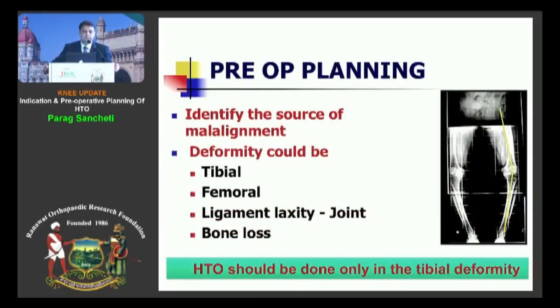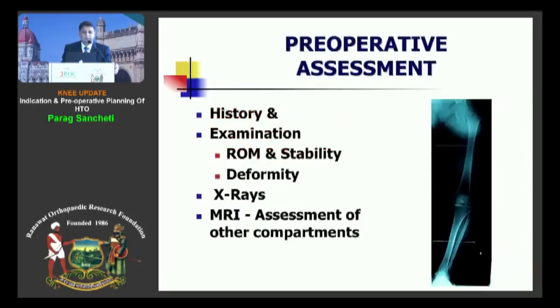So this brings up the point of preoperative planning, which is the main crux of my talk today, and I think it's important for us to plan well. First of all, you've got to ensure that the deformity is from the tibia and not coming from the femur or from the joint line, or because of bone loss. Because if it's any of these other than the tibia, then you've got to address the problem in a different way. For this, it's important to take the proper history.